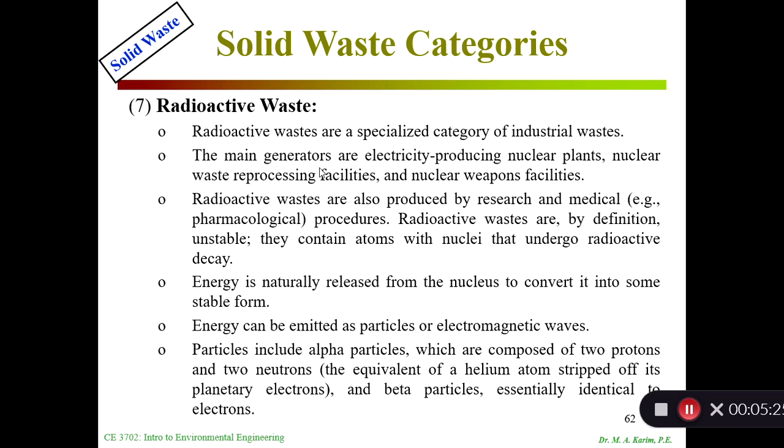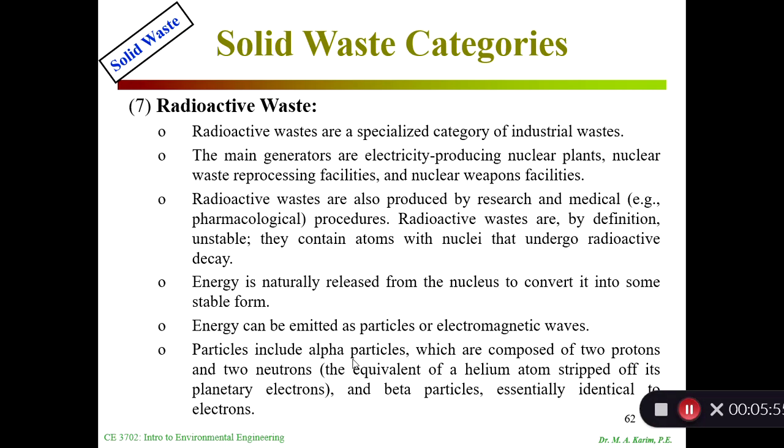The main generators are electricity producing nuclear plants, nuclear waste reprocessing facilities, nuclear weapons facilities, etc. Radioactive waste is also produced by research and medical procedures, in some cases X-rays and other things. Energy is generally released from the nucleus to convert into some stable form. Energy can be emitted as electromagnetic waves. Particles include alpha and other things like that.